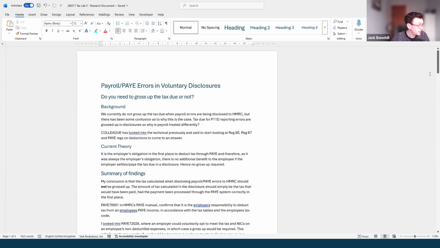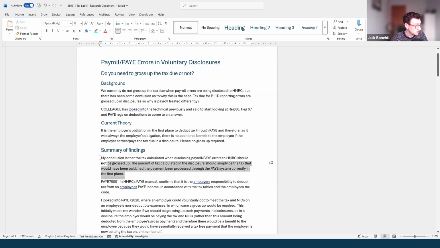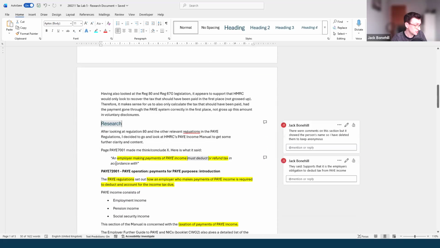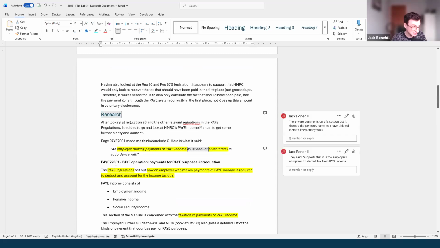So in terms of the goods, I really do like the backgrounds, the current theory section, and the fact that they've got a really concise conclusion at the start. I think all those things are good. I do like that they've referenced legislation and guidance throughout as well. That's definitely the right thing to do in a research document, particularly one that's being kept internally by a team. So all those things are really good, and they've clearly found some relevant bits, right?